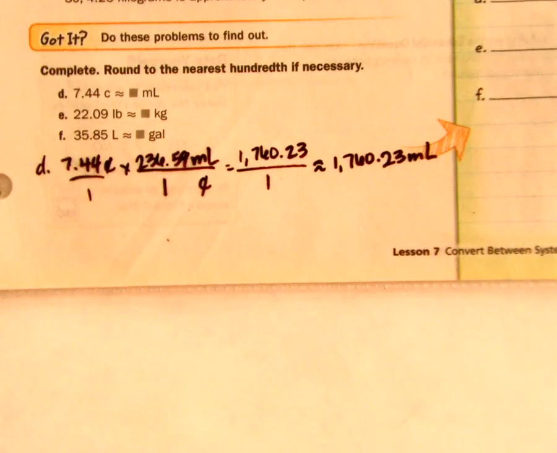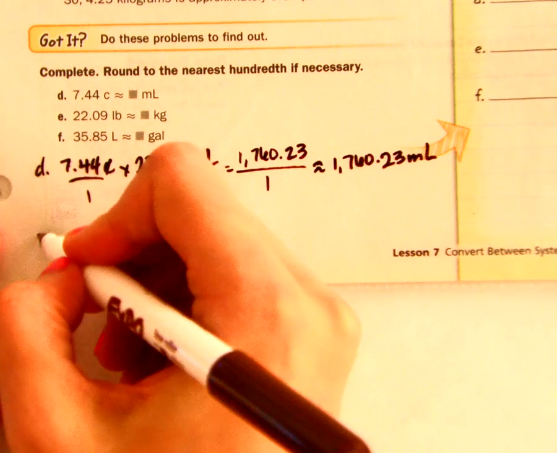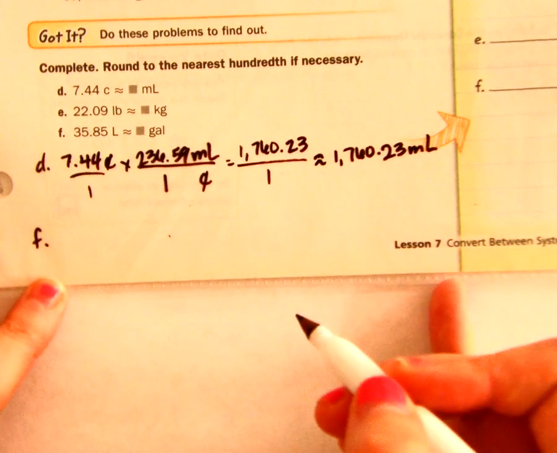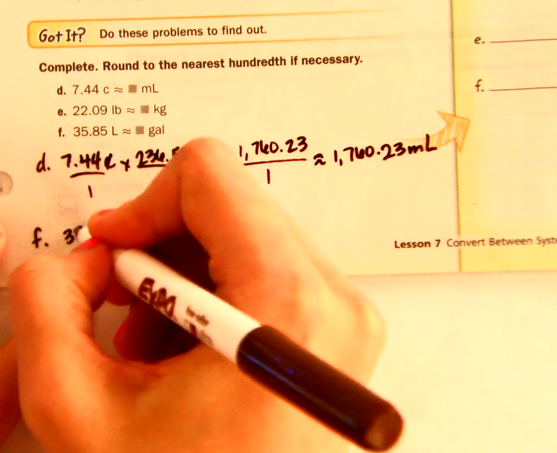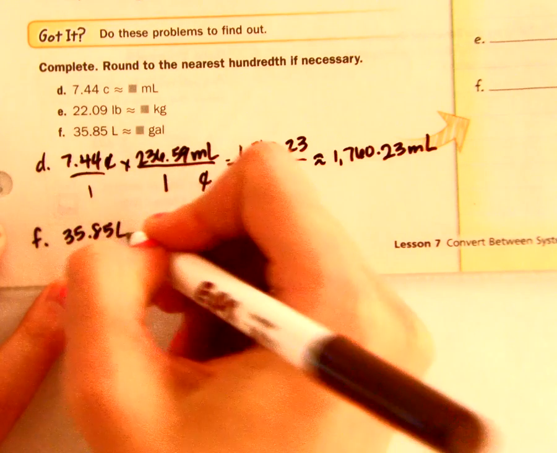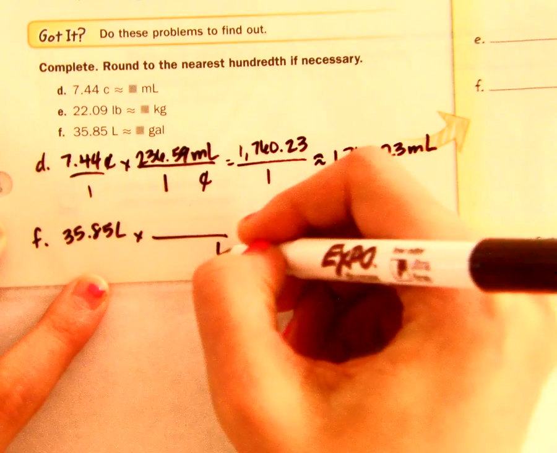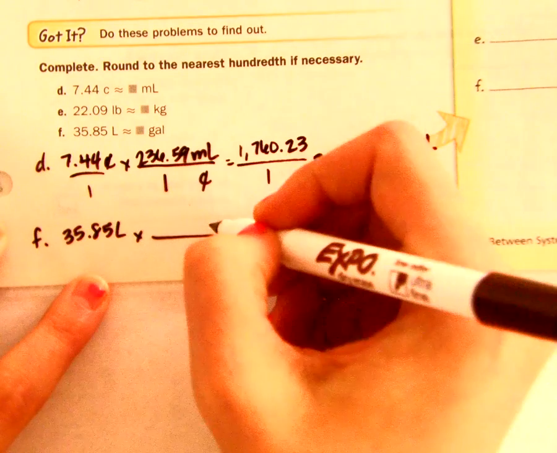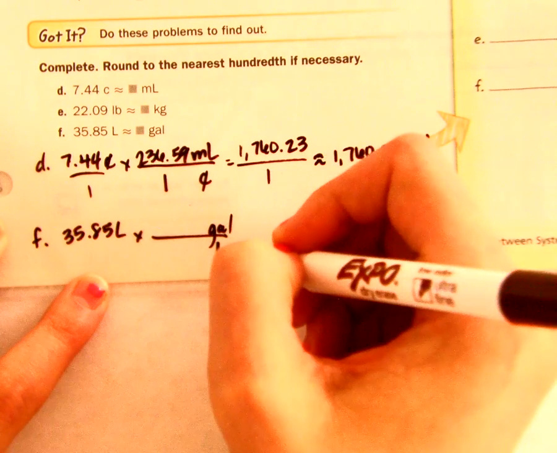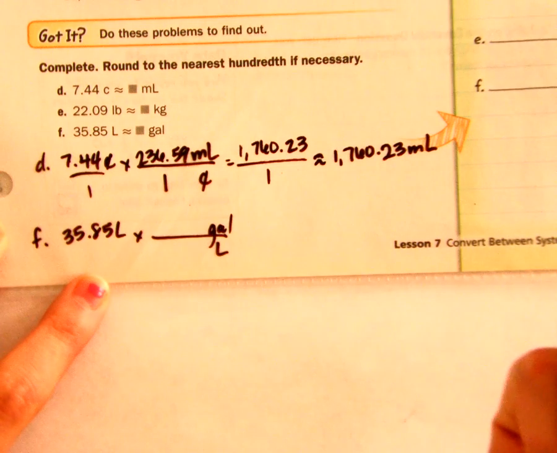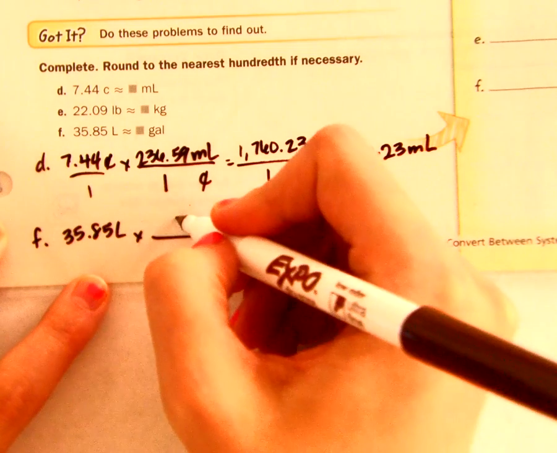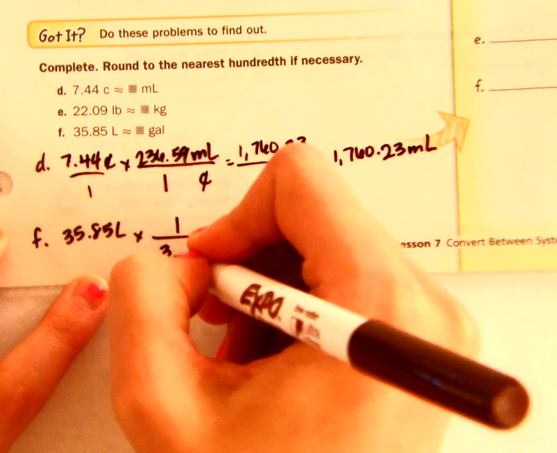Okay? If we look at example F, again, I need to start with what I know. I have 35 and 85 hundredths of a liter. I want to know about how many gallons that is. So I start with 35 and 85 hundredths of a liter. I'm going to take that times. Again, I want my liters to cancel, so I'm going to put it down in the denominator. And I'm trying to find gallons. So if I go up to my chart, how do I compare gallons to liters? Well, it tells me 1 gallon is 3 and 79 hundredths of a liter.